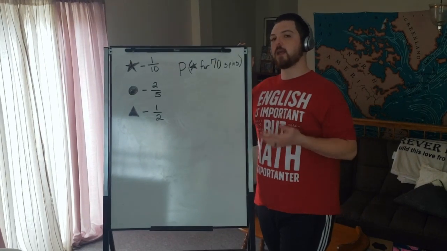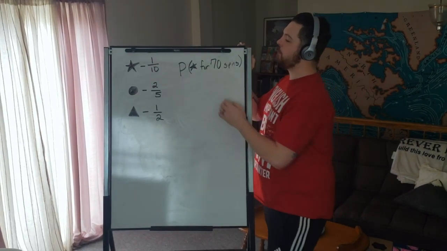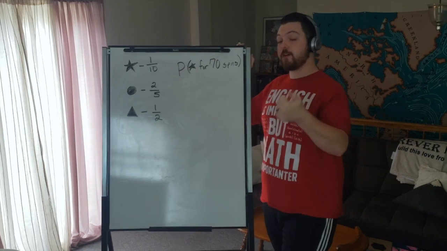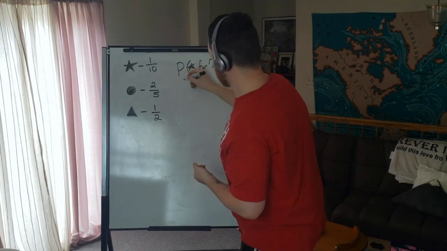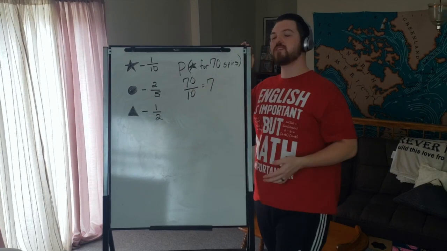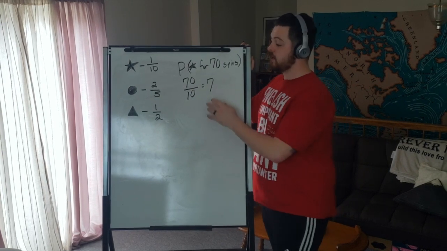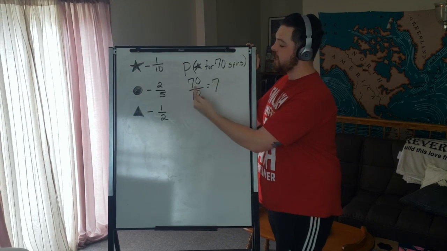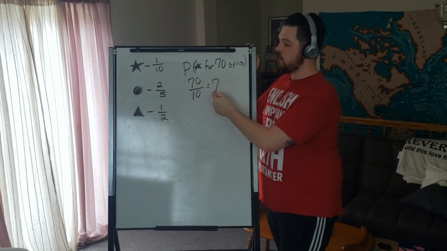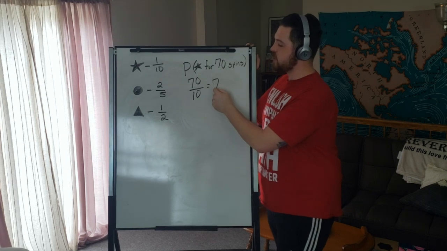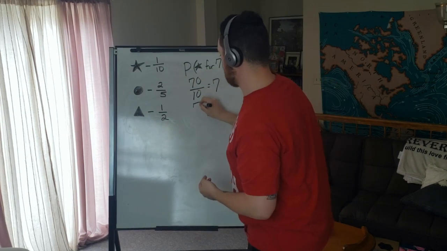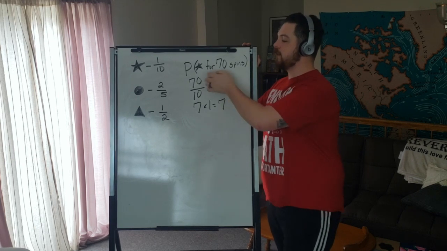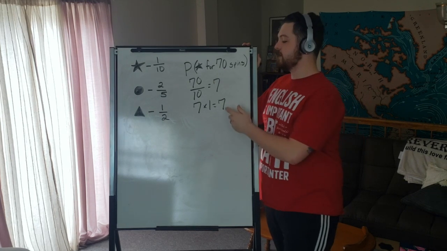So we're going to come back and use our steps. The probability for landing on a star for 70 spins. I'm going to divide and then multiply. So if you notice, I actually set this one up like a fraction. Remember, our fractions are just division. 70 divided by 10 gives us 7. So that means I need to take this number and multiply it by 1. 7 times 1 is 7. So the probability of landing on a star for 70 spins is 7.